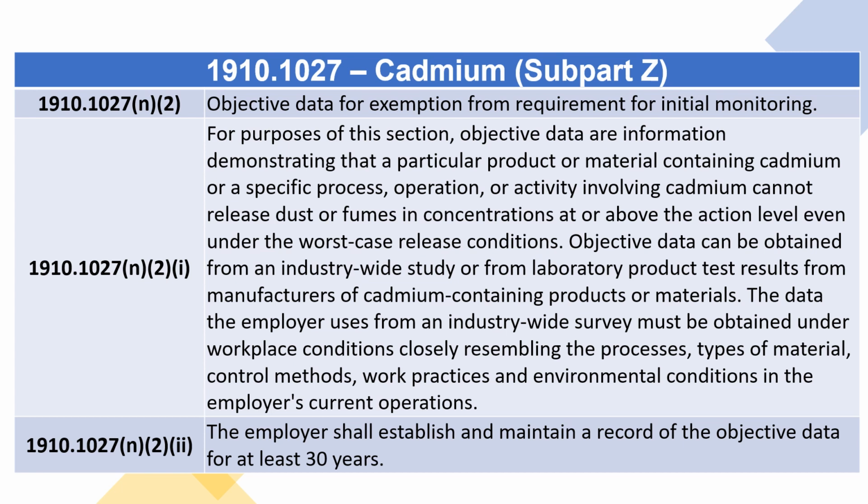Objective data can be obtained from an industry-wide study or from laboratory product test results from manufacturers of cadmium-containing products or materials. The data the employer uses from an industry-wide survey must be obtained under workplace conditions closely resembling the processes, types of material, control methods, work practices, and environmental conditions in the employer's current operations. The employer shall establish and maintain a record of the objective data for at least 30 years.